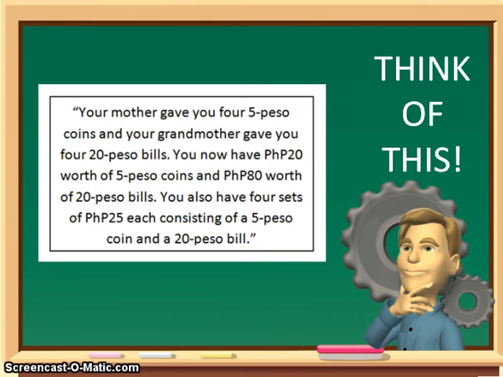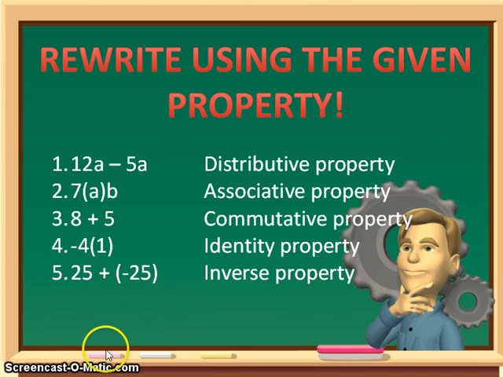Now think of this. If your mother gave you 4 5-peso coins and your grandmother gave you 4 20-peso bills, you now have 20 peso worth of 5-peso coins and 80 peso worth of 20-peso bills. You also have 4 sets of 25 each, consisting of a 5-peso coin and a 20-peso bill. So how do you write that using the properties? Now please rewrite this expression using the given property.